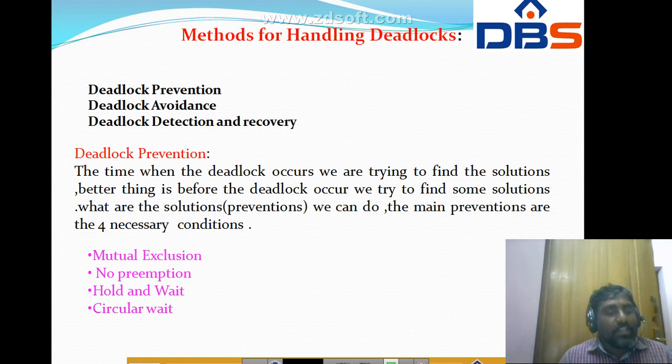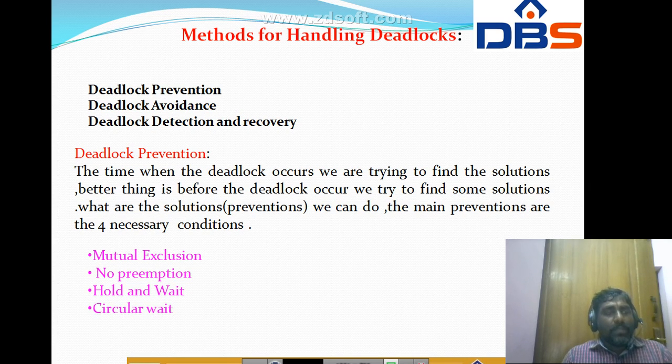Okay, here in mutual exclusion, what we are going to see is, if the resource we are going to take is shareable, then we are going to avoid the mutual exclusion. If it is not shareable, we cannot make it false. Okay, so this is the mutual exclusion. And the next one is no preemption. See, what is meant by no preemption?